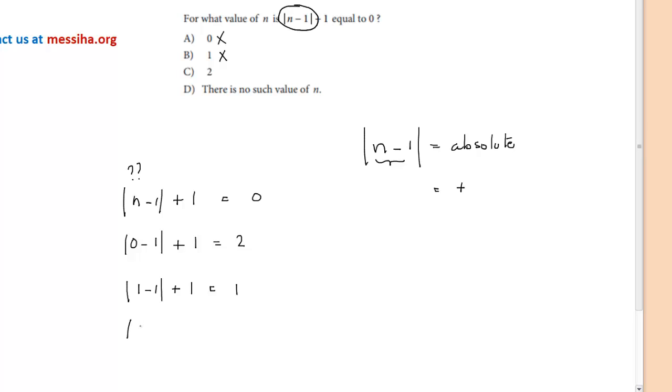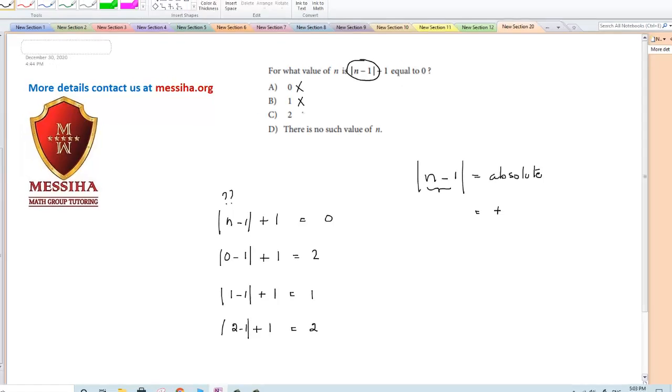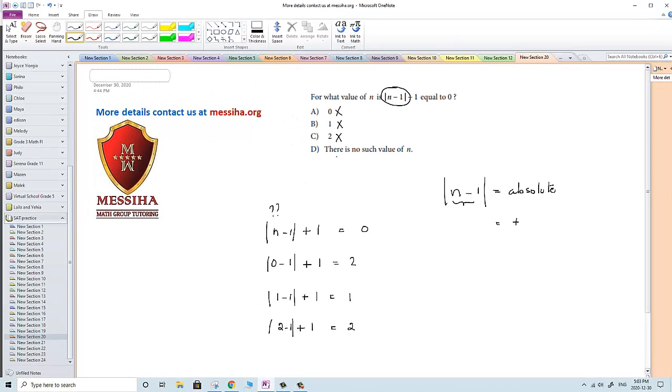Next, n equals 2: 2 minus 1 equals 1, and 1 plus 1 equals 2, which doesn't equal 0, so this is also wrong. So we are saying there is no such value of n, and this is true. If I go to a negative number, it will be positive. If I go to a positive number, it will be positive. Any positive plus 1 is not going to equal 0. That means there is no value for n, so this is the right choice.